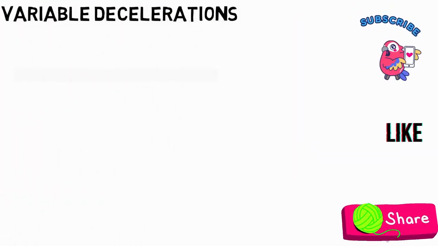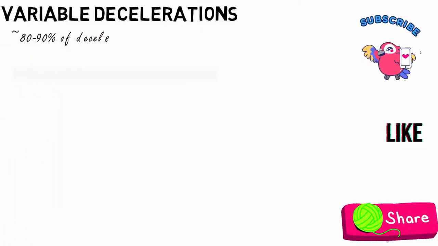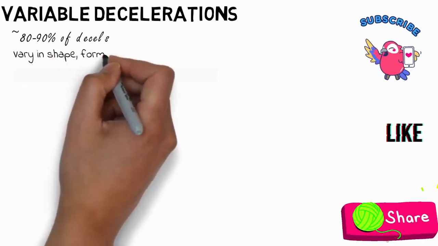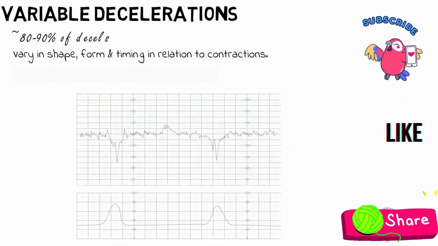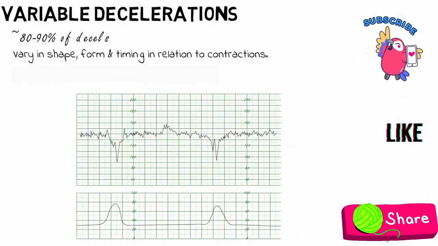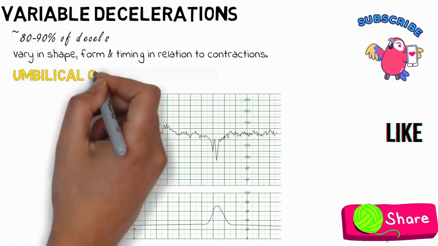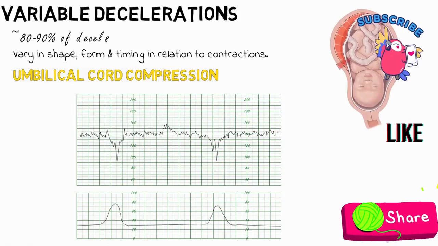Okay, so next we've got the variable decelerations, and these are the most common type of deceleration. They are termed variable as they vary in their shape, form, and timing in relation to contractions. They typically have a rapid fall in baseline heart rate with a variable recovery phase. Variable decelerations are usually caused by umbilical cord compression.